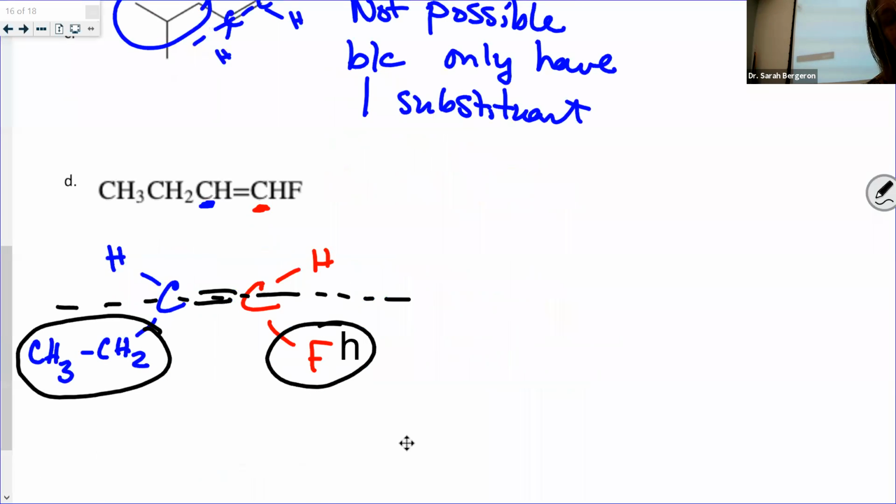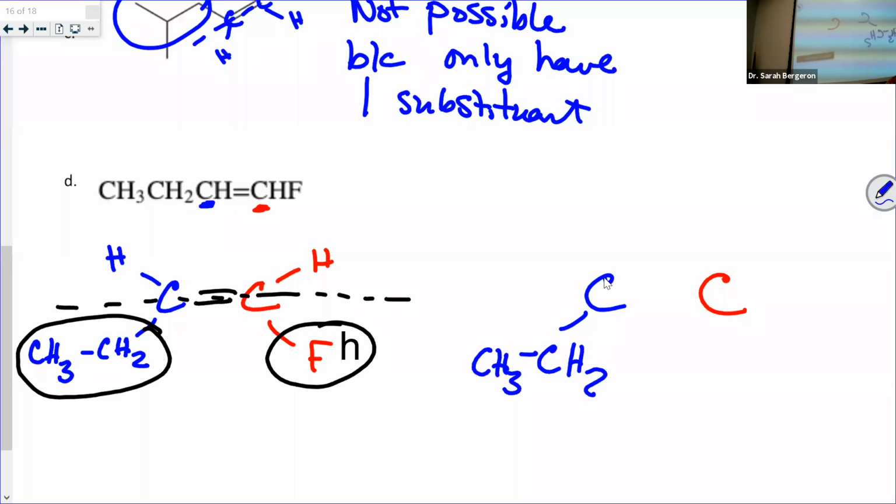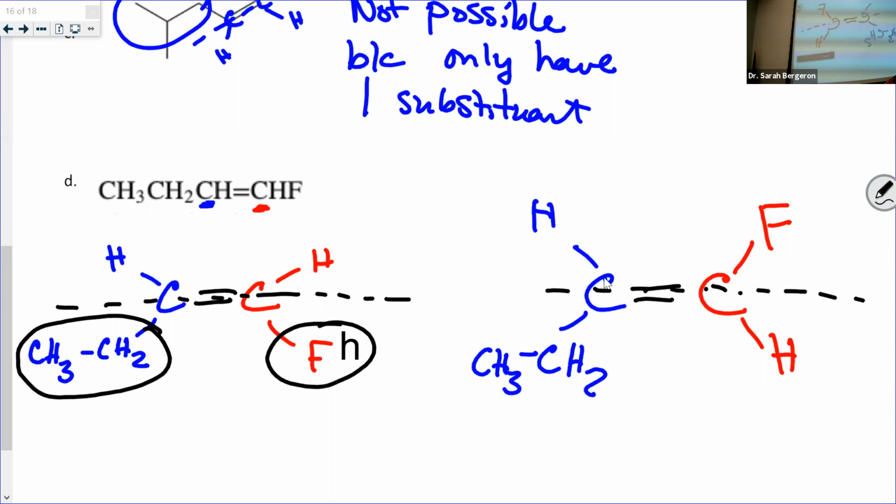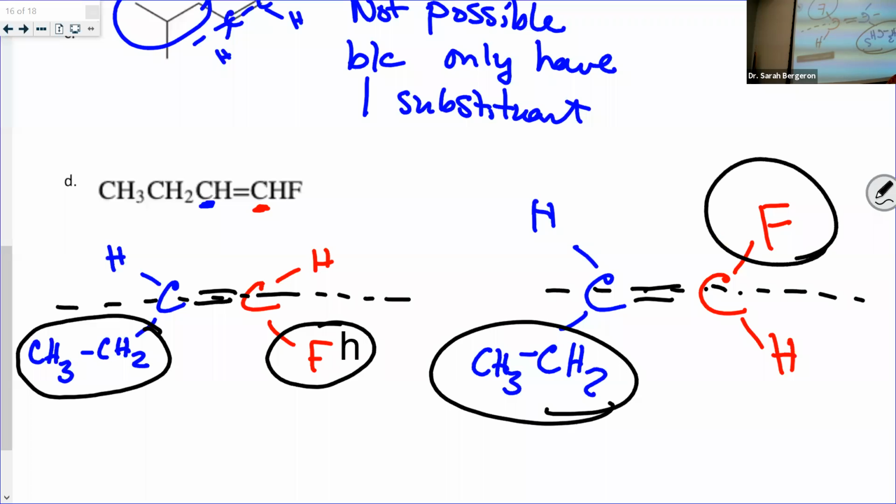Okay, so they're on the same side. So now if I wanted to do my opposite, and I want to do a trans isomer, I'm going to put this group in the same place, but I'm going to change my other group. So I'm going to swap it. I'm going to put my fluorine up here, and my hydrogen down here. So what do I have? If I put my dotted line, I have a group down below, I have a group up above. So this is trans. This one is cis.